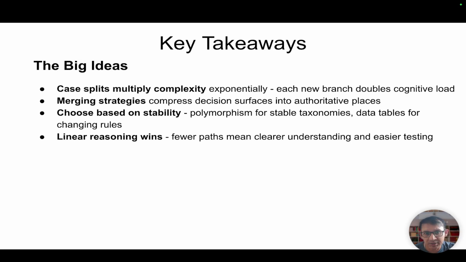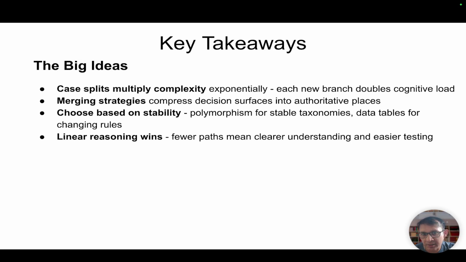Third, choose your strategy based on stability. Use polymorphism for stable taxonomies, where the types are well defined but operations might grow. Use data tables for changing rules where the structure is stable but the content changes frequently. Use higher order functions where the client already controls the decision logic. Use adapters when external complexity is leaking into your domain.